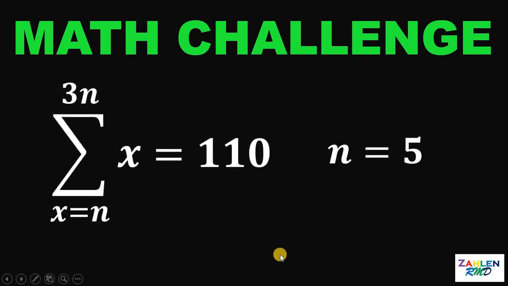This is easy to verify because if we add the numbers from 5, 6, 7 up to 15, we get exactly 110. Therefore, sure enough that n must be 5. And as always, we are done.